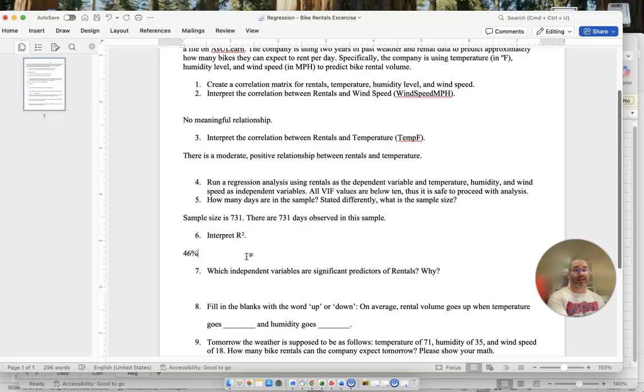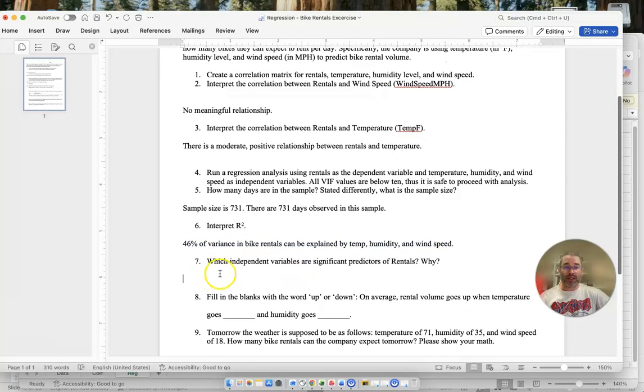What we're going to say is 46% of the variance in bike rentals. It's always the variance of our dependent variable. So in this case, 46% of the variance in bike rentals can be explained by our 3 independent variables, which are temperature, humidity, and wind speed. In other words, we can predict bike rentals only knowing the weather with 46% accuracy. Better to write it like this, though.